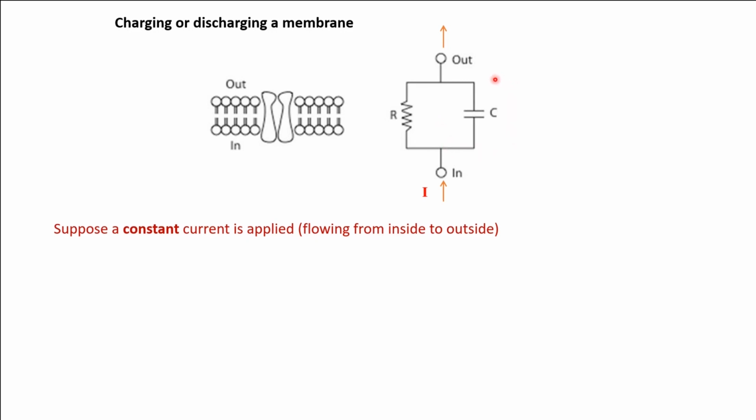So in the beginning, will the current split equally? No. The current will flow in a way that it can satisfy one very important requirement. And that requirement is that the voltage across this resistor, which is the voltage difference between these 2 points, and the voltage across the capacitor, which is also the difference between these 2 points, must be identical. The voltage inside relative to outside, whether we look at it through the resistor or through the capacitor, must be identical at every time point.